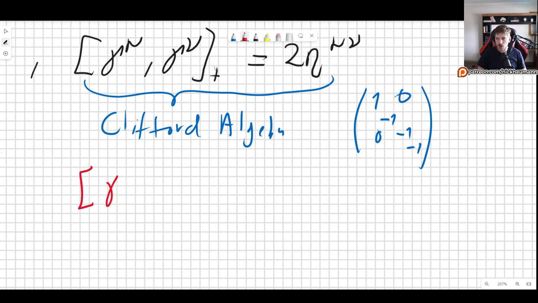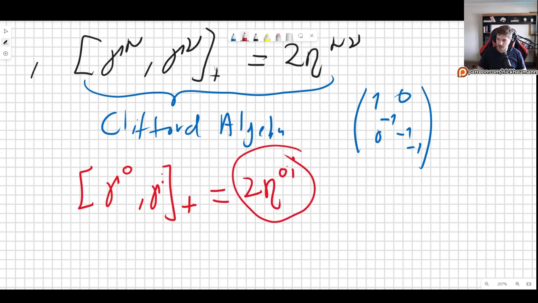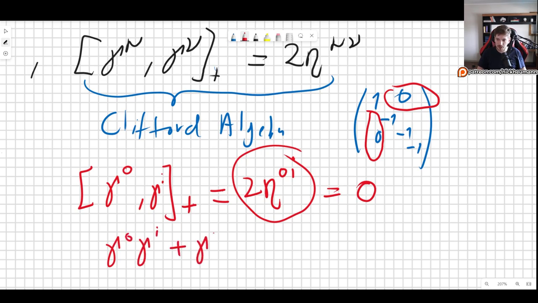So let's see. What we now want to see is, do gamma zero and gamma I commute? Or rather anti-commute, sorry. This is 2 eta 0 I. Well, what is eta 0 I? Let's go here. So 0 I means that we are either here or here, depending if it's 0 I or I 0. But either way, all those numbers are 0. So this right-hand side is 0. So that means that gamma 0 and gamma I anti-commute, or writing out explicitly, just to make sure that we are all on the same page, this means that gamma 0, gamma I plus gamma I, gamma 0 is equal to 0, which means that gamma 0, gamma I is equal to minus gamma I, gamma 0.